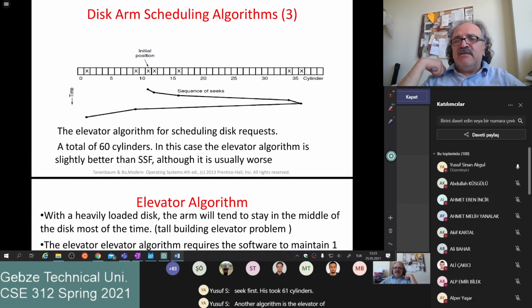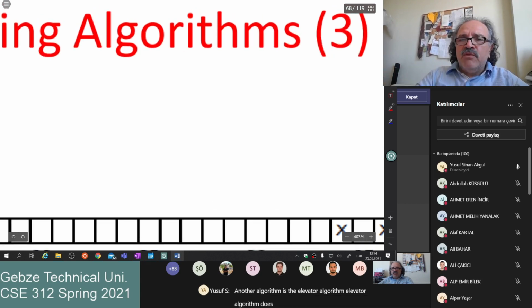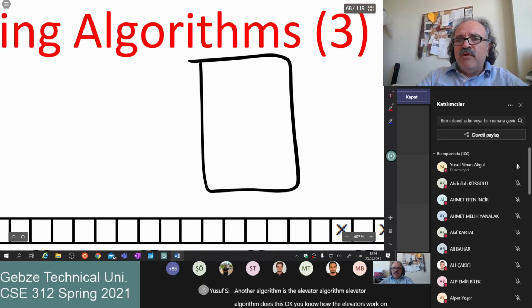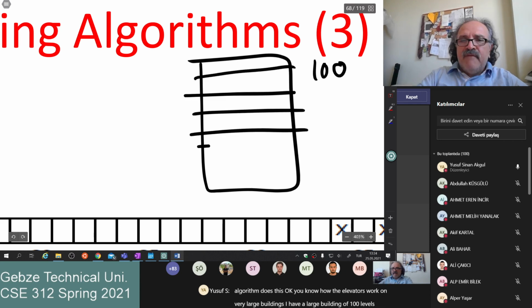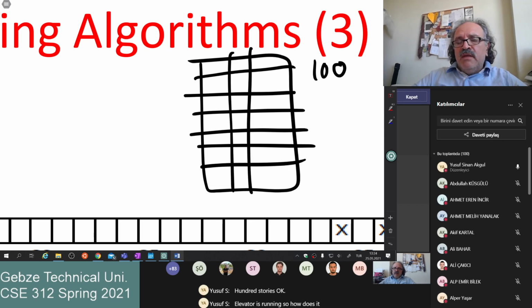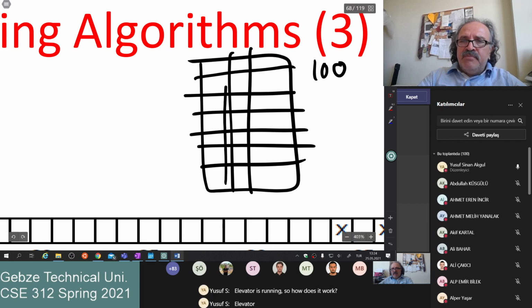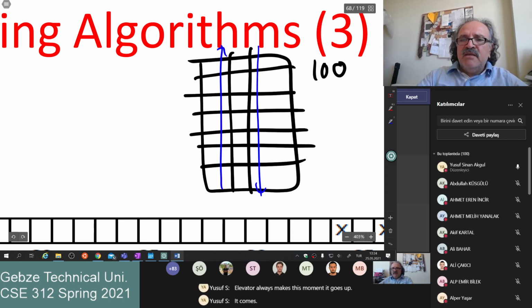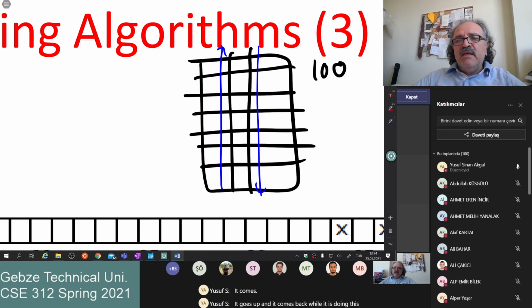Elevator algorithm does this. Okay, you know how the elevators work on very large buildings? I have a large building of 100 levels, 100 stories. Okay, elevator is running. So how does it work? Elevator always makes this movement. It goes up and it comes back. While it is doing this, it stops at the locations where there is a passenger to take the elevator, and it takes that passenger.